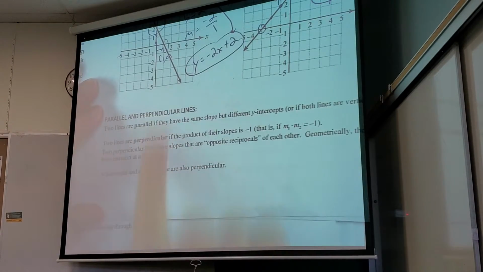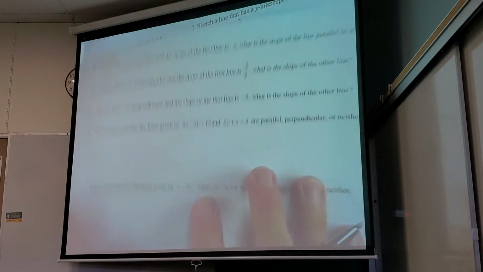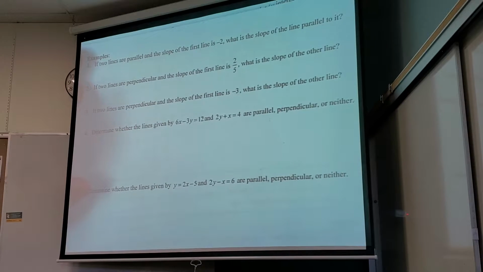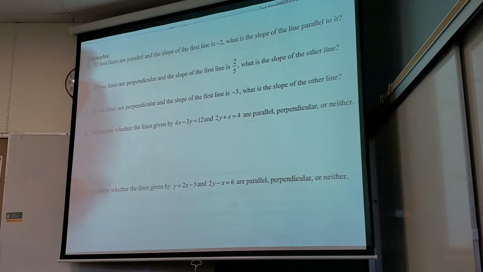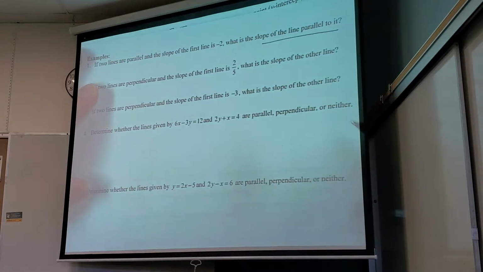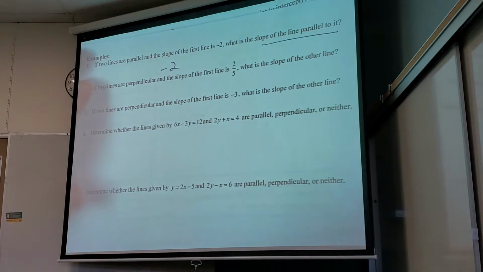And here's a whole section all about stuff we already know, right? So let's see, have you guys had a chance to do these yet? If 2 lines are parallel, and the first line has a negative 2 slope, what's the slope of the other line? So the other line's got to have a negative 2 slope also. That's the idea of parallel.